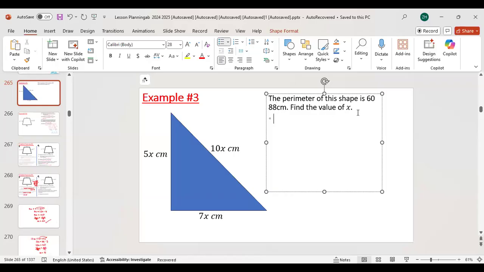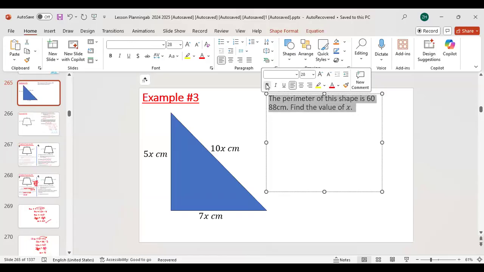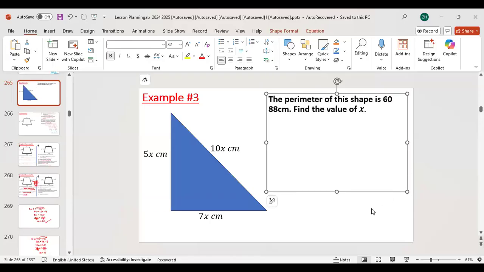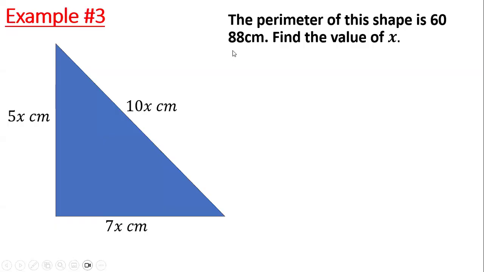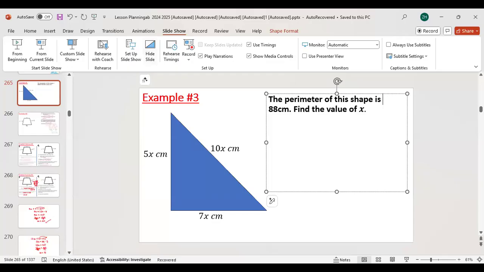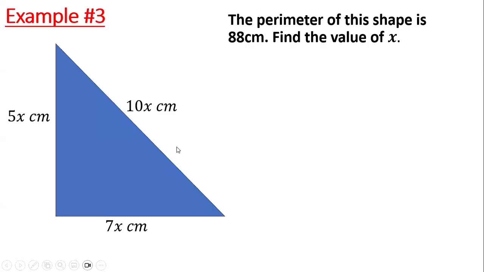Cool. All right, so this should be simple enough. So what I want you to do is I want you to answer this and put your answer inside the chat for me. Why do you have 60 and 88? That's wrong. Just 88. Good. So I want you to try this on your own and put your answer inside the chat. If you're having troubles, just let me know.